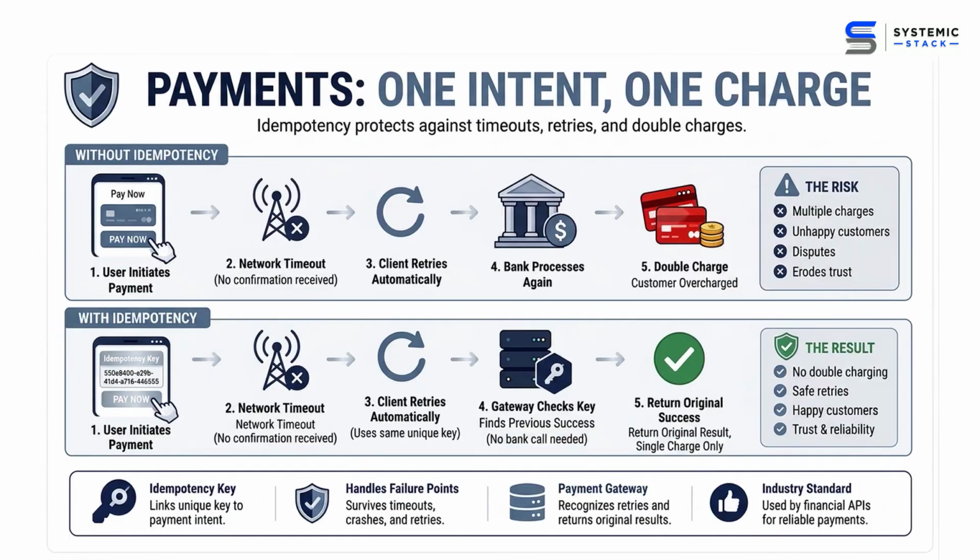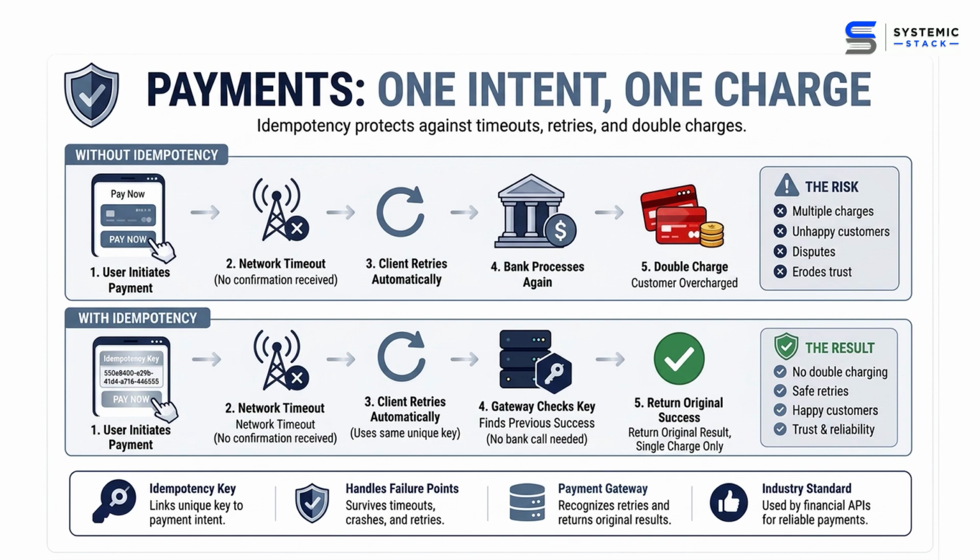Payments are the classic use case for a reason. Imagine a user is on a slow mobile connection and they hit Pay Now. The request goes out, the bank processes the charge, but the success message never makes it back to the phone because the signal dropped. The app sees a timeout and naturally tries again. If you don't have idempotency, the bank sees a second request and charges the user a second time. Now you've got a furious customer and a messy refund process to deal with.